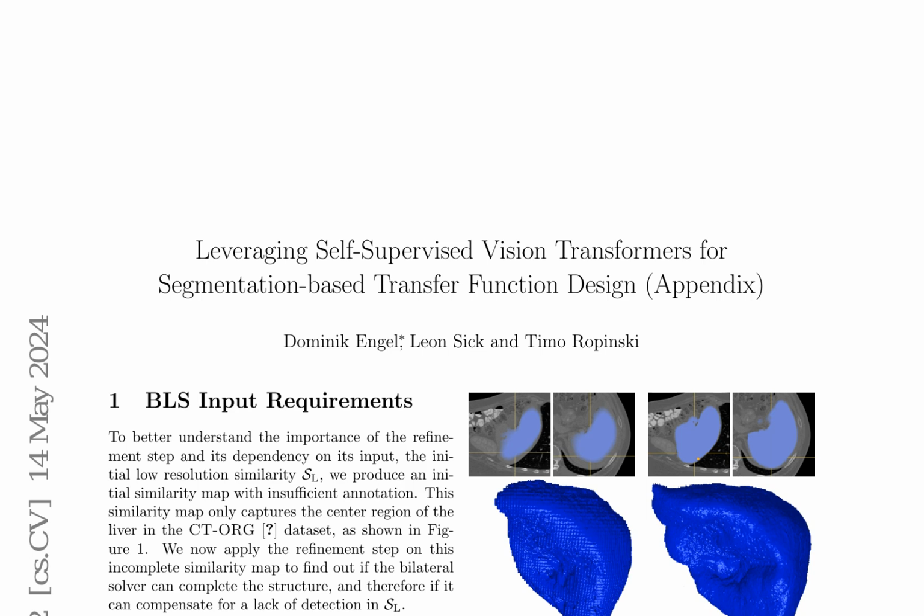The results demonstrate that the refinement step effectively aligns low-resolution feature maps to the raw input, particularly at the borders of the structure, but it cannot complete structures far beyond what is detected in SL.